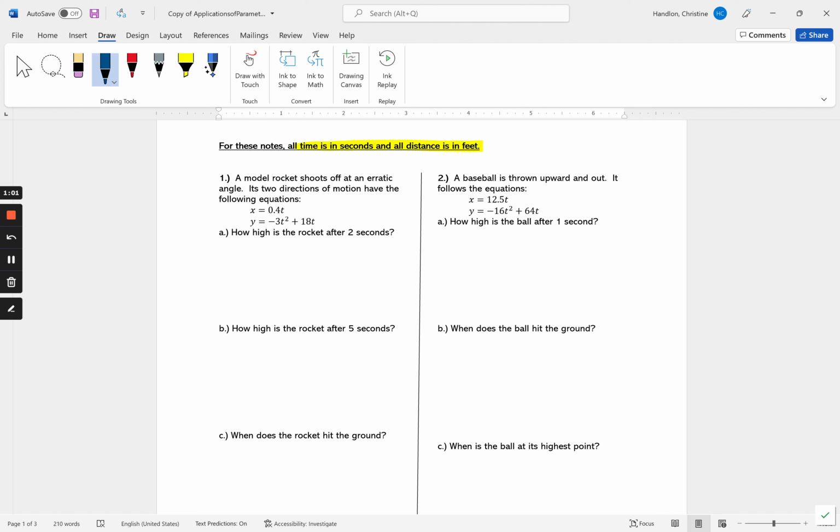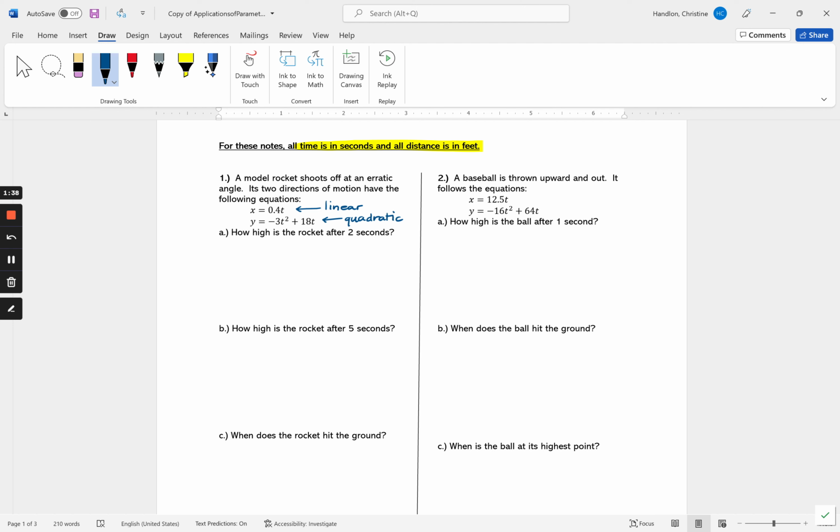You can notice here for the x, they're giving us this in linear form. It's a linear equation. And the second one, they're giving us the y motion in parabolic form, which is what we call a quadratic equation. So these are our two parametric equations, and we're going to answer the following questions, having to decide which equation we're going to use.